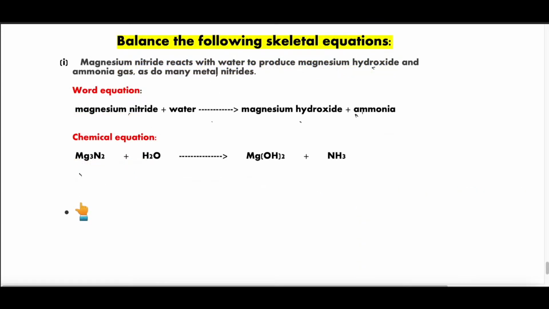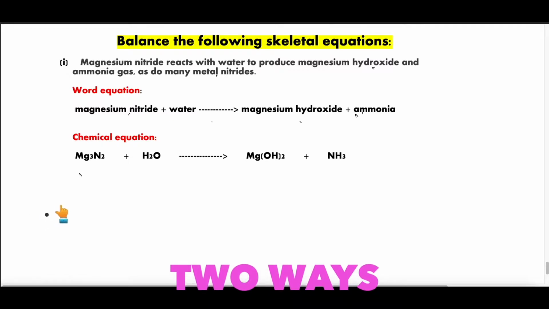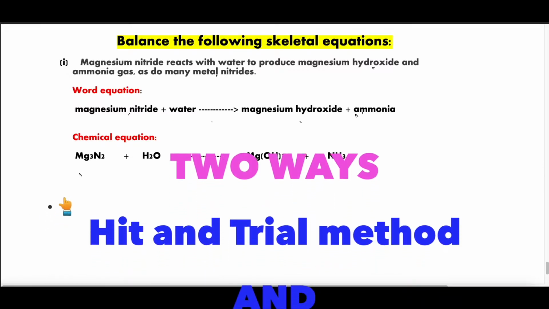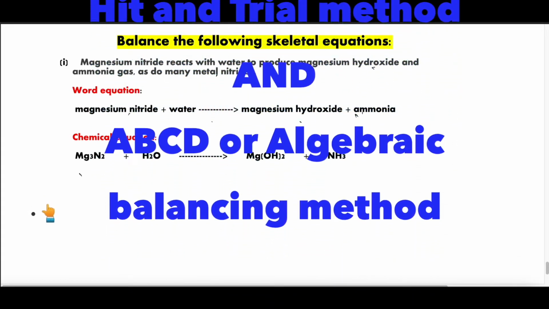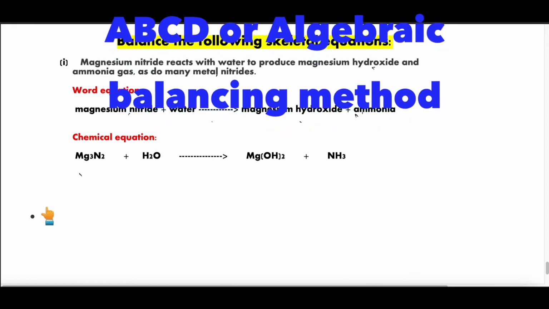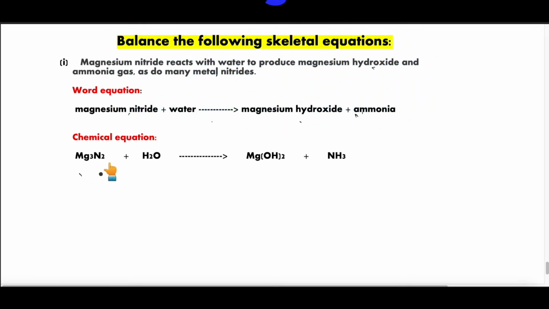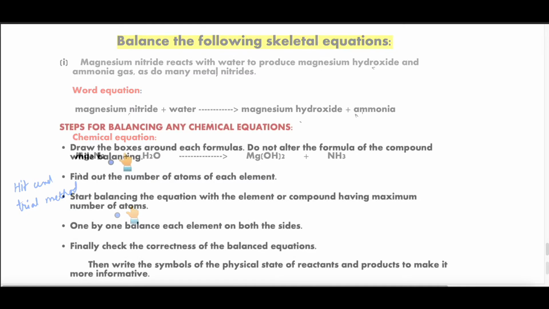So now let's start balancing this chemical equation. As I have already explained, there are two ways of balancing a chemical equation: one is the hit and trial method and another is the ABCD method or algebraic method. We will be balancing this chemical equation by both methods. First let us balance by the hit and trial method. And you know that in this method, as given in your NCERT, we have to follow certain steps. So let us see.